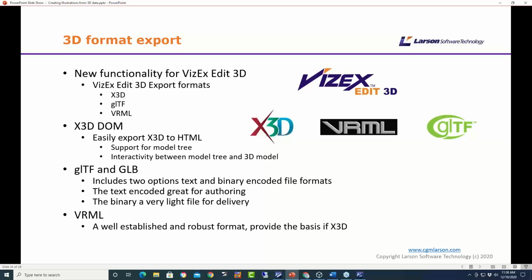GLTF, there's also GLB as well. They're the same formats, but they're just encoded in a different way, where GLTF is text and GLB is binary. So the GLB format is very light, very quick to use on the web. So that would be probably a favorite of ours to deliver information, both 3D animations and things like that. So looks good.